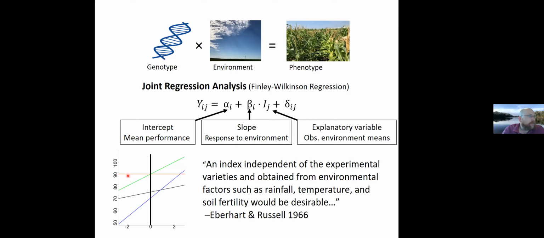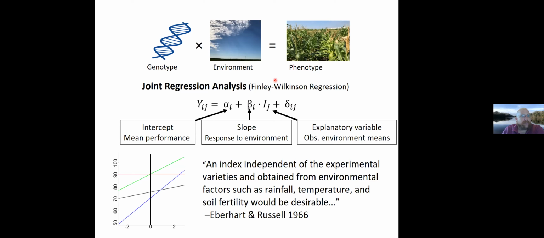You can see the red line here has a slope of 0, so it's not responsive to the environment. The green and blue lines have a steep slope, so they are responding to environmental factors. However, the blue line has a low mean and the green has a high mean. In 1966, Eberhart and Russell looked at joint regression analysis, and they pointed out that it would be desirable to replace this environment mean term with an environmental factor. That, in short, is what the SERIES-JAGUAR methodology is doing.